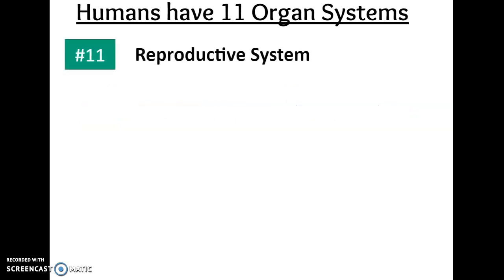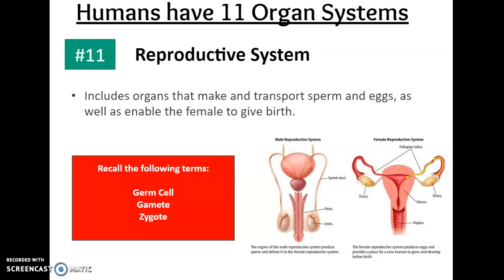The 11th one is the reproductive system. The reproductive system includes organs that make and transport sperm and eggs, as well as enable the female to give birth. So males have different organs and different structures and functions for their reproductive system as females.